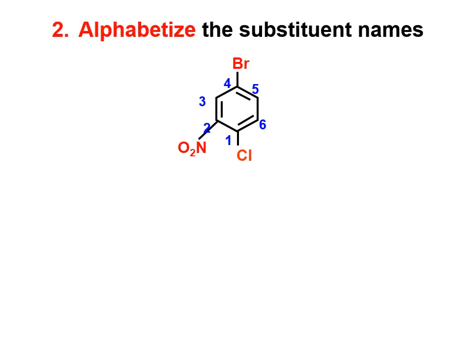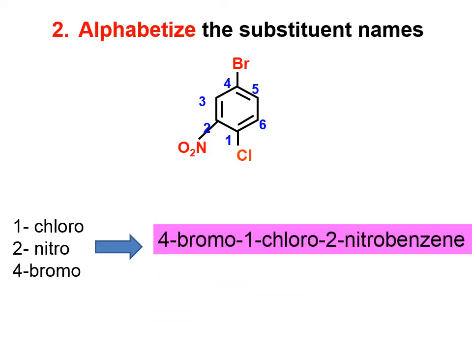So after that, when we want to combine them into a single IUPAC name, we have to follow the alphabetical order. So my substituents are 1-chloro, 2-nitro, and 4-bromo. To write the IUPAC name, we follow the alphabetical order, which is B comes first, followed by C, followed by N. So it will be 4-bromo-1-chloro-2-nitrobenzene.